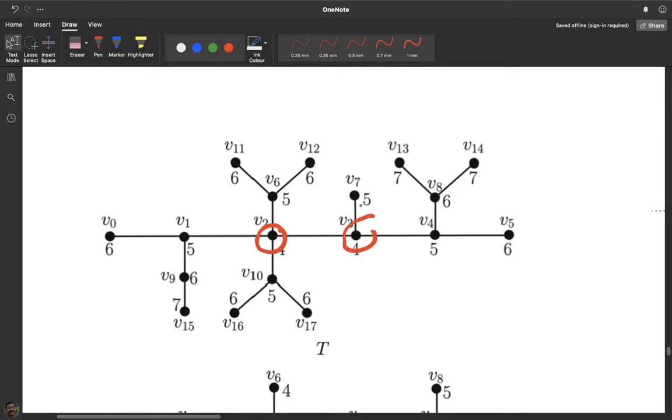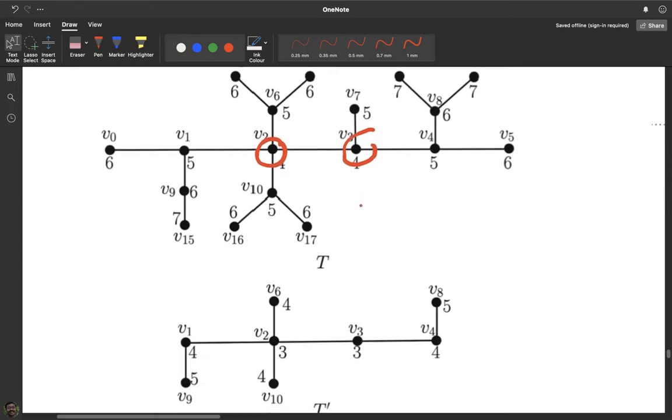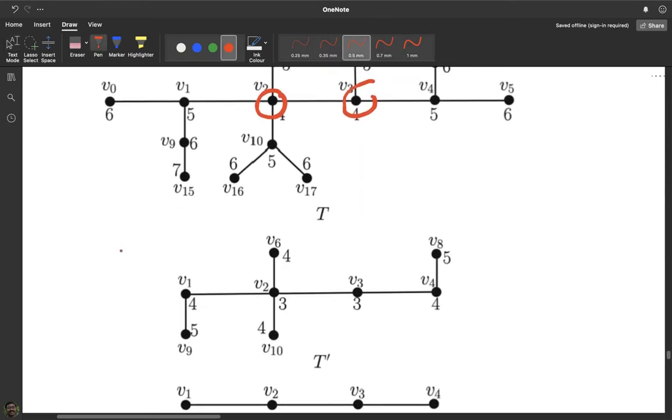Now we delete all the end vertices. What will you get? You will be getting a new graph there, and the centers would just be preserved as before.